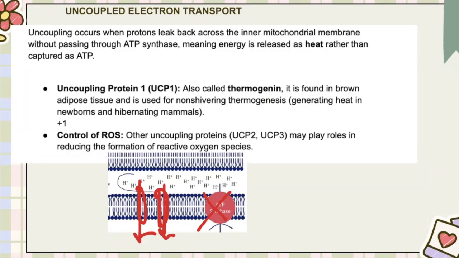So now let's talk about uncoupled electron transport. Do you see this diagram? This is the ATP synthase. What's working on and basically synthesizing the ATP is the difference, because we have a lot of hydrogens that were pumped into the intermembrane space.